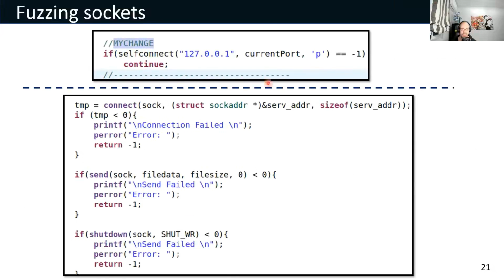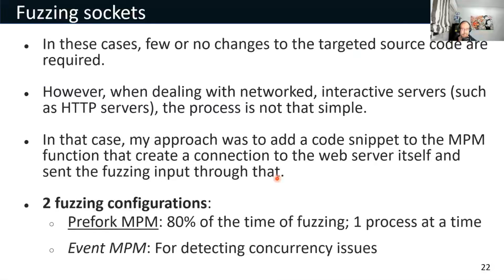You can see the self-connect function that establishes a connection to the server itself. And what I do then is to just read the file data and send this data through this socket. You can see it here. These two code snippets will be then introduced at the MPM code. And in my case, I use two different fuzzing configurations. Most of the time, I use the prefork MPM with only one process at a time, with the aim of getting a good stability. But I also fuzz the event MPM in order to catch concurrency bugs.